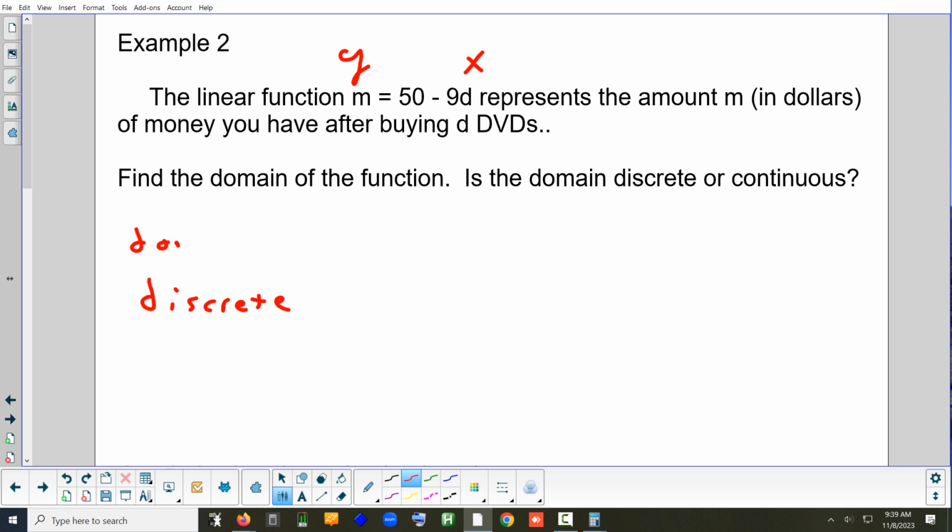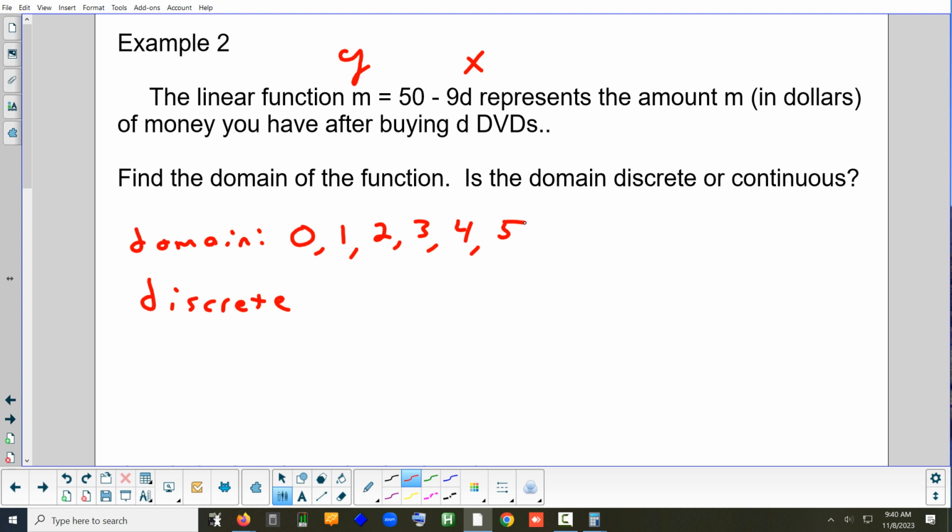And the domain, this is what is going to be the numbers in the first column on the table. So what's the smallest amount of DVDs you could choose to buy? 0. Yeah, you could buy 0. How many can you afford up to? 5. Yeah, you can buy up to 5. So you could buy 1, you could buy 2, 3, 4, or you could buy 5.